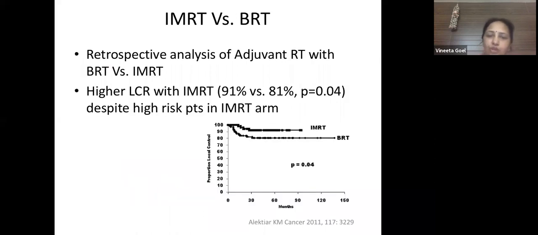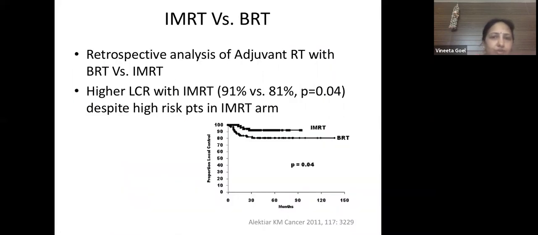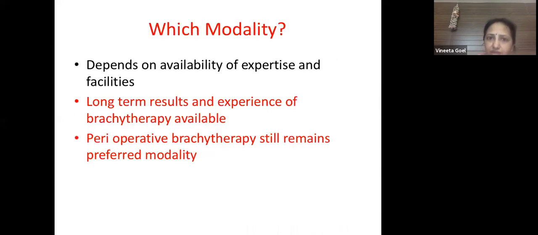Now, the same group also did a retrospective analysis of IMRT versus brachytherapy for their patients, and they found that the local control rate was higher with IMRT as compared to brachytherapy, despite a lot more high-risk patients in the IMRT arm. I am not trying to persuade all of you to follow IMRT. I am not at all trying to put that point across. I would say that you have to choose a modality depending on the availability of expertise and facilities.